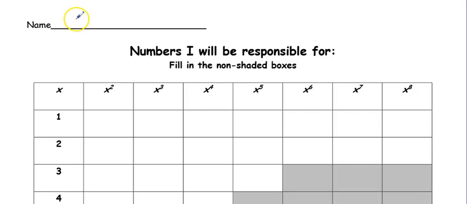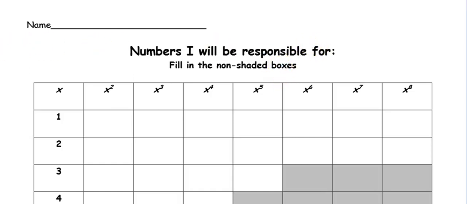Hello everybody, this is our second day of notes in section 3.1 on roots and radicals. To start today's lesson, we are all going to fill out this handout, entitled Numbers I Will Be Responsible For. We're going to do some of this with a calculator and some of it with our brains, so make sure your calculator is out.